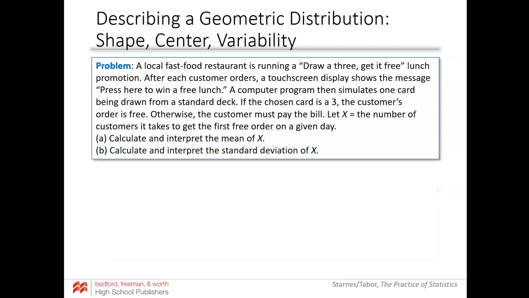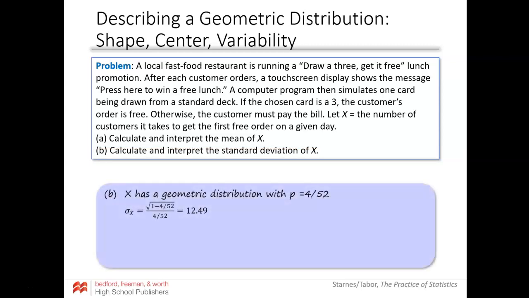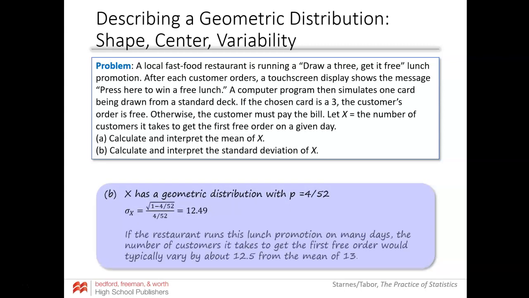Calculate and interpret the standard deviation of X. So using that formula, the square root of 1 minus p over p, careful with your parentheses again, that comes out to 12.49. So if the restaurant runs this lunch promotion on many days, the number of customers it takes to get the first free order would typically vary by 12.5 from the mean of 13. So once again, if the mean is 13 and you take away 12.5, 1 deviation, you're almost down to the first customer basically. And then if you add a deviation to it, now you're at the 25th, 26th customer.